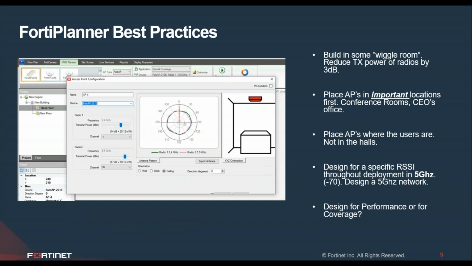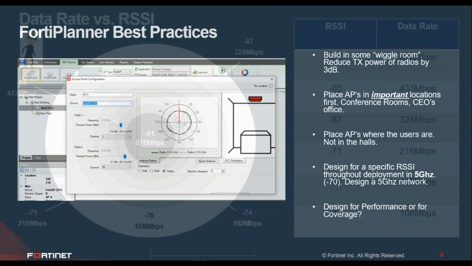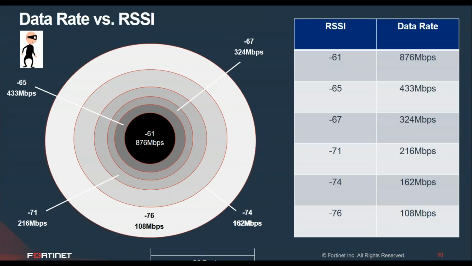Let's talk a little bit more about performance versus coverage. This is just a depiction here, but this is how the access point and the RSSI and the signal strength propagates. As you see in the middle black space, that's where my access point is located. And within a very close range of that access point, I'm going to have very high signal. So this is when I'm about maybe 6 feet away from the access point. I'm going to have a signal in the -50s or -60s. It's going to be very strong.